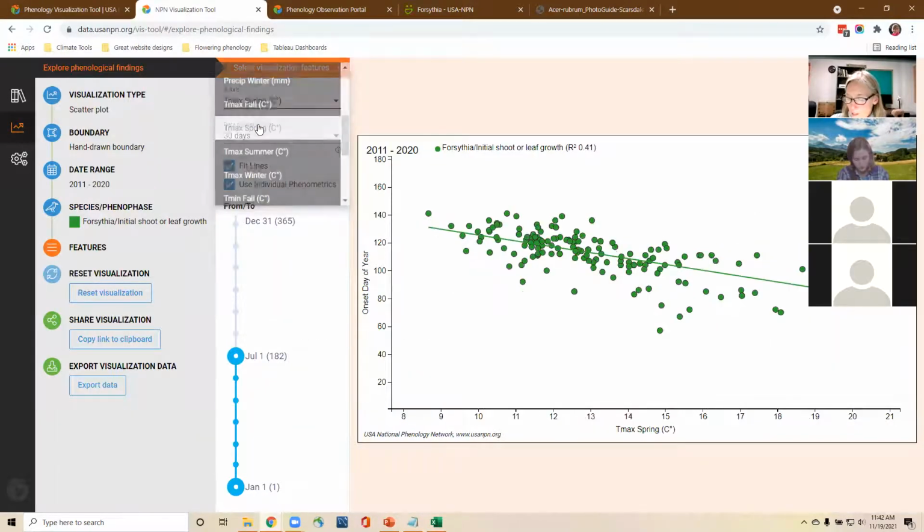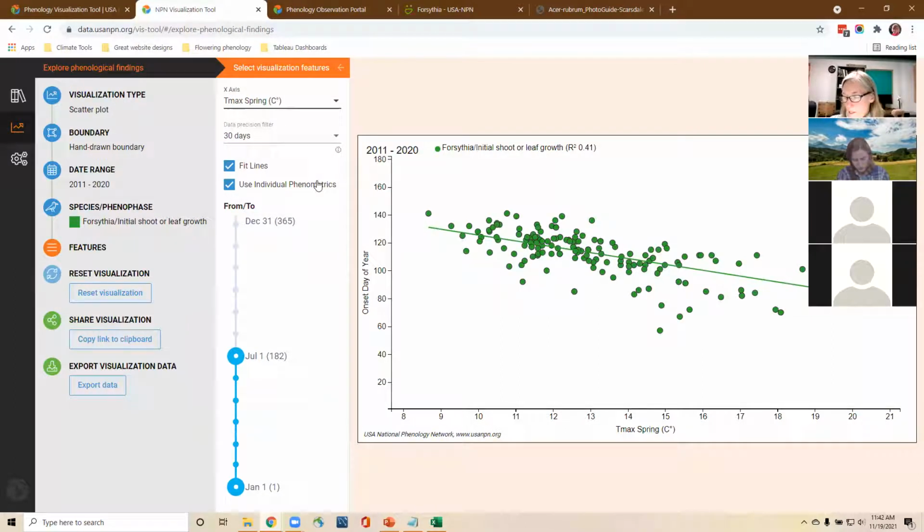So if we wanted to see if the maximum spring temperature had anything to do with the timing of initial growth, this is a pretty good fit. This is showing that in locations where it was warmer, the initial growth was earlier for those plants. So that is about what we'd expect. It's a pretty good fit. The points are pretty close to the line. So it's an R-squared of 0.4, which is pretty good. So any questions about this?